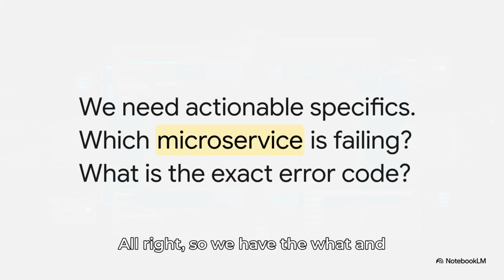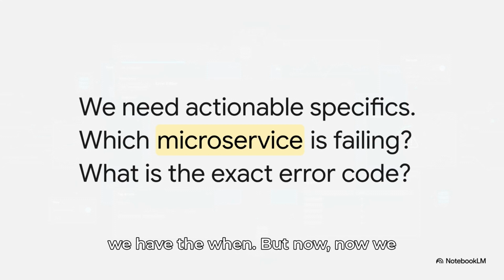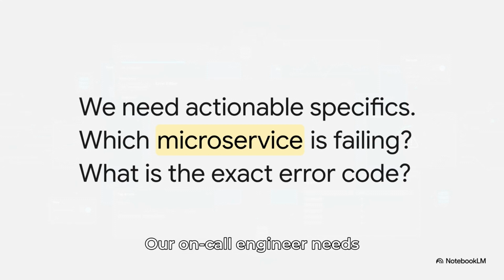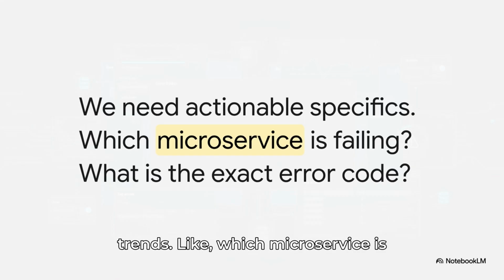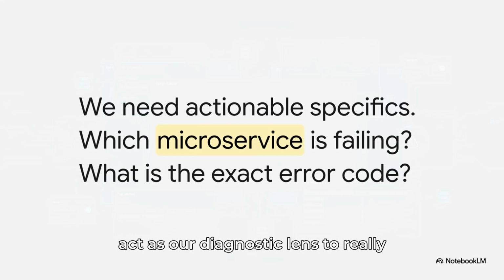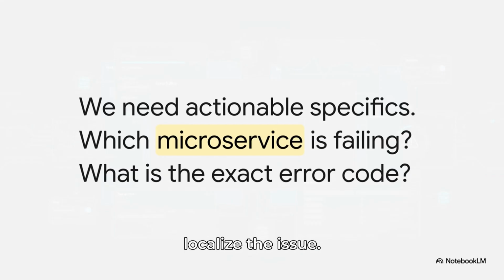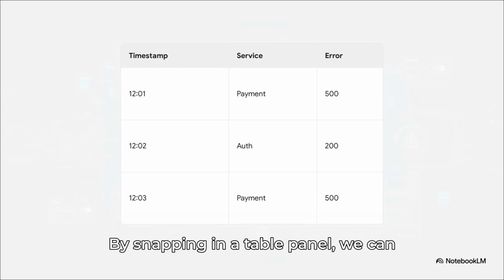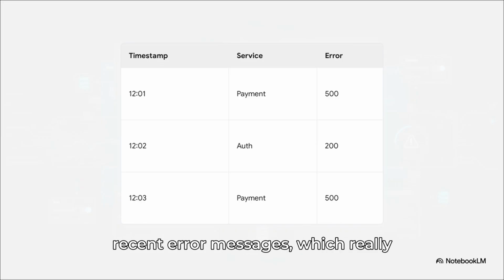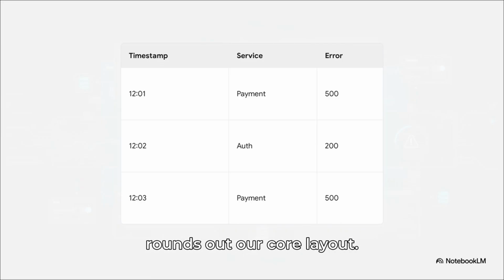All right, so we have the what and we have the when. But now we really need to know exactly what is breaking under the hood. Our on-call engineer needs actionable specifics, not just trends. Like, which microservice is actually failing? What's the specific error code? So we need to add a third panel to act as our diagnostic lens to really localize the issue. By snapping in a table panel, we can neatly list out the top 5 most recent error messages, which really rounds out our core layout.